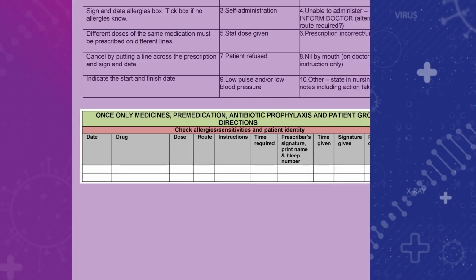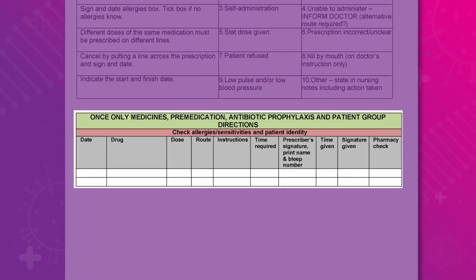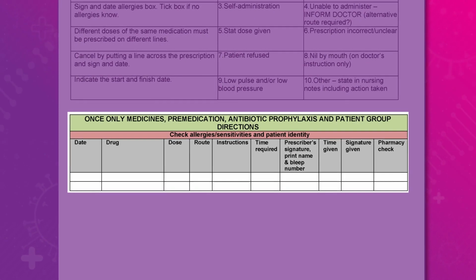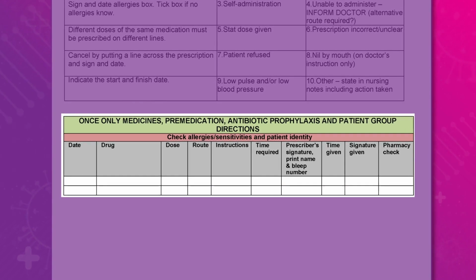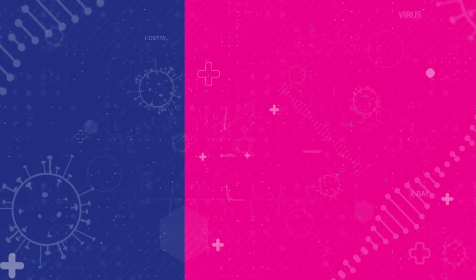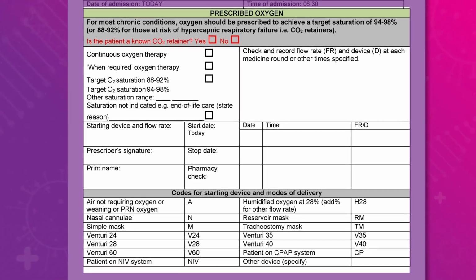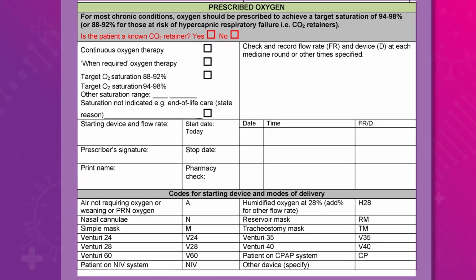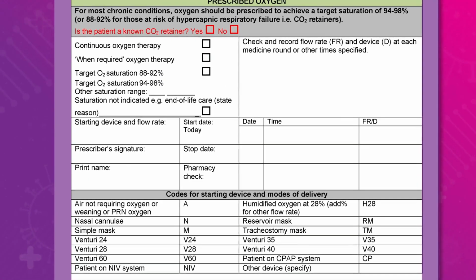As you progress through the MAR, you should find the prescription chart for the patient. Once only and stat doses are those drugs that should only be prescribed as soon as possible. The record should document the date and time that the stat dose is due to be given, as well as the correct dose, route of administration, and be signed by the prescriber.